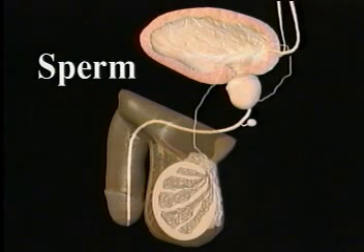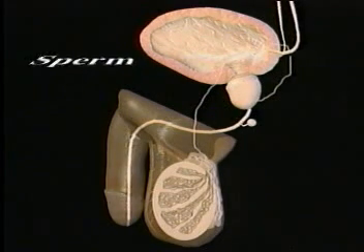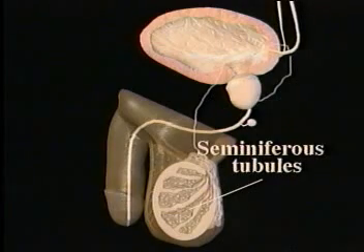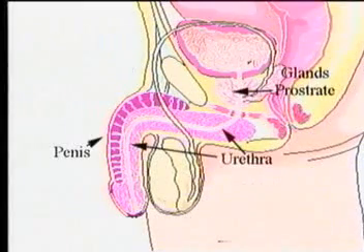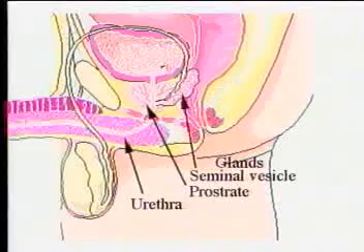The sperm are produced inside the testes in hundreds of tightly packed tubes called seminiferous tubules. The sperm move into the epididymis and then into the vas deferens where they are stored. During ejaculation, muscular contractions cause the sperm to travel through the urethra, in the penis, and out of the body.